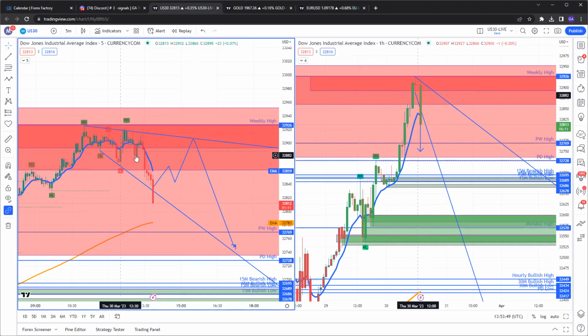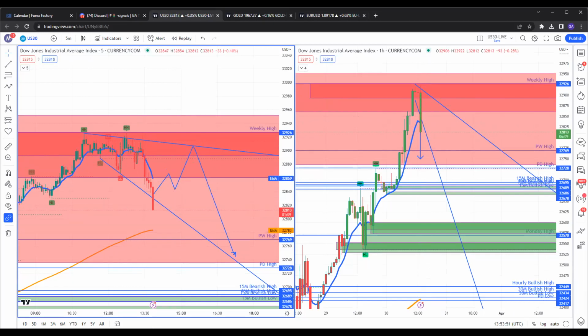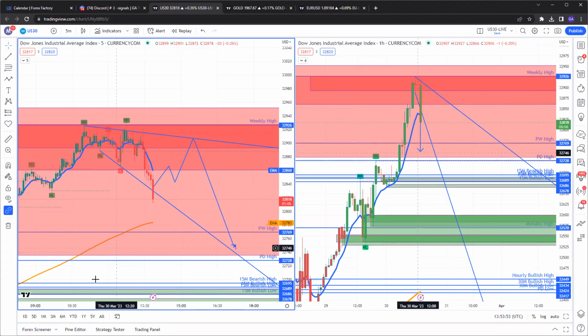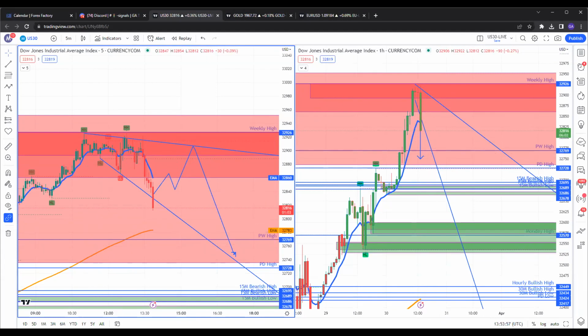So for me, this signal just hit take profit. So let's see if this trend line is going to hold. Now is the best time. If you guys have any questions, now is the best time to ask them.